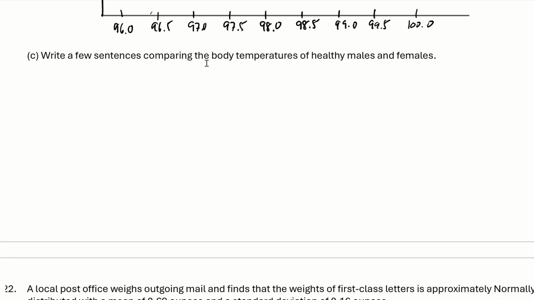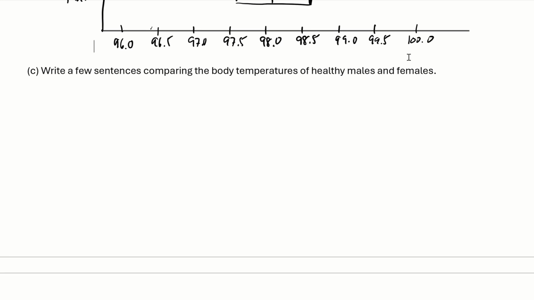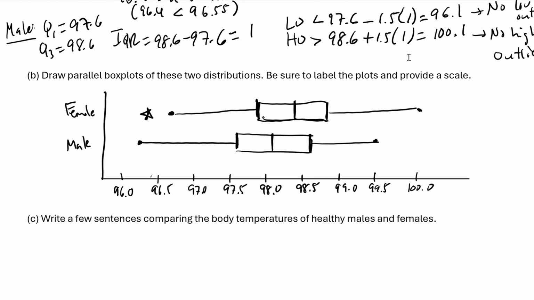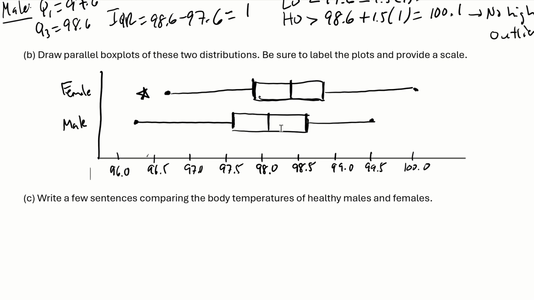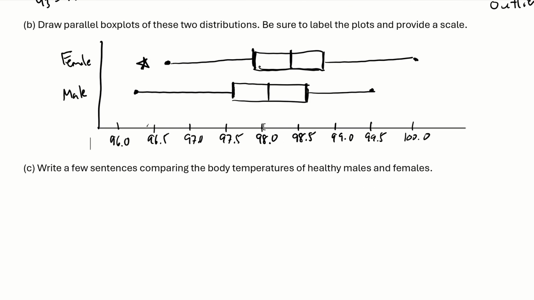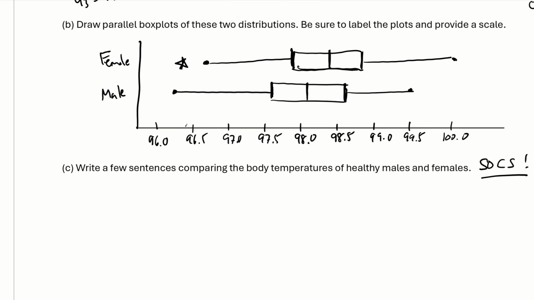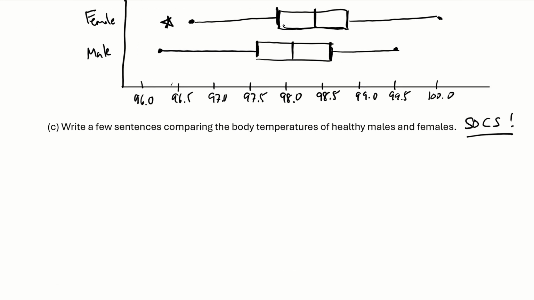Write a few sentences comparing body temperatures of healthy males and females. So again, this is dealing with temperatures, so it makes sense for us to compare body temperatures. All right, so when we compare, we got to use SOCS, right? So remember to compare using SOCS: shape, outliers, center, and spread. So we're going to talk about each of those things. If you want, you can write them out. You don't have to, but it's good practice.